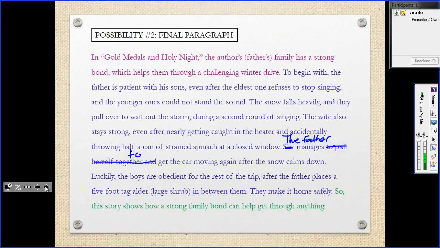Right. So basically, the father was driving, the wife was sitting in the front beside him, and the boys were in the back. And the wife was trying to help with the baby, and she almost got stuck in the heater and all those things, but the father was the one driving, so he was the one that got the car moving again when everything calmed down.